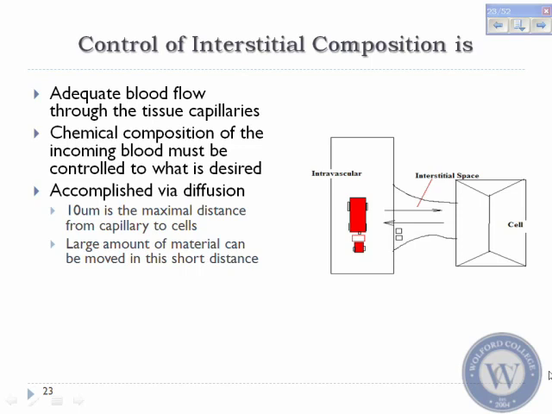The interstitial space is different than the intravascular space, even though it's considered an extracellular compartment. And the interstitial space normally does not have any red blood cells in it. It also has a lower concentration of proteins that are normally found in intravascular space.